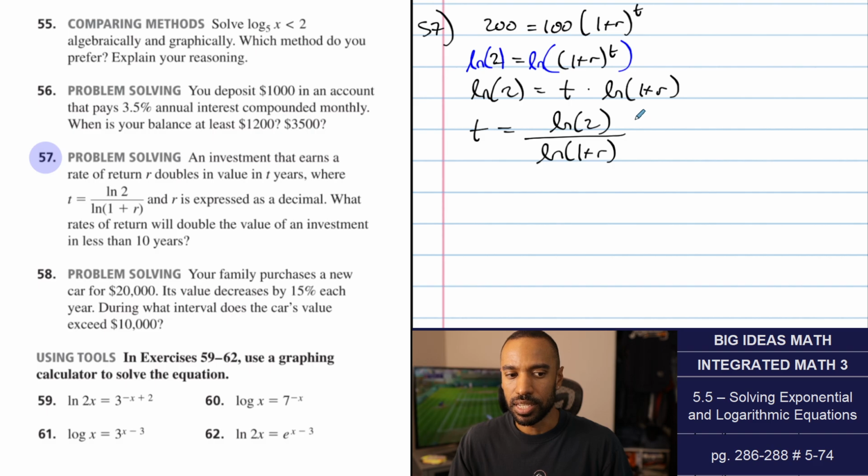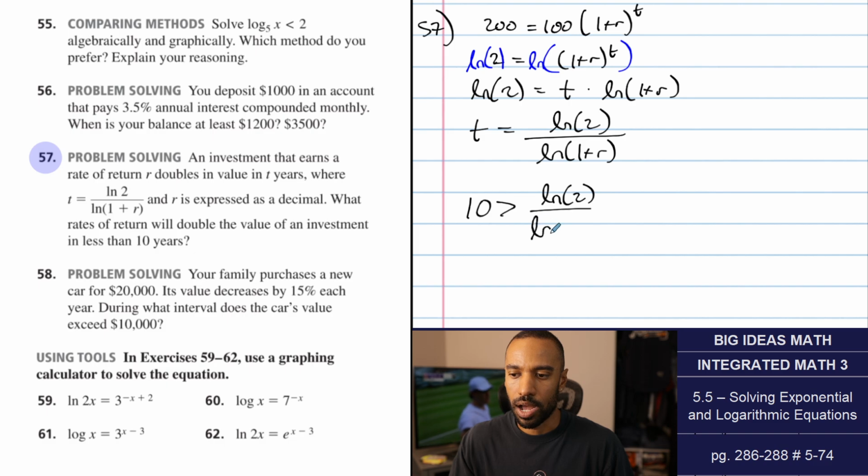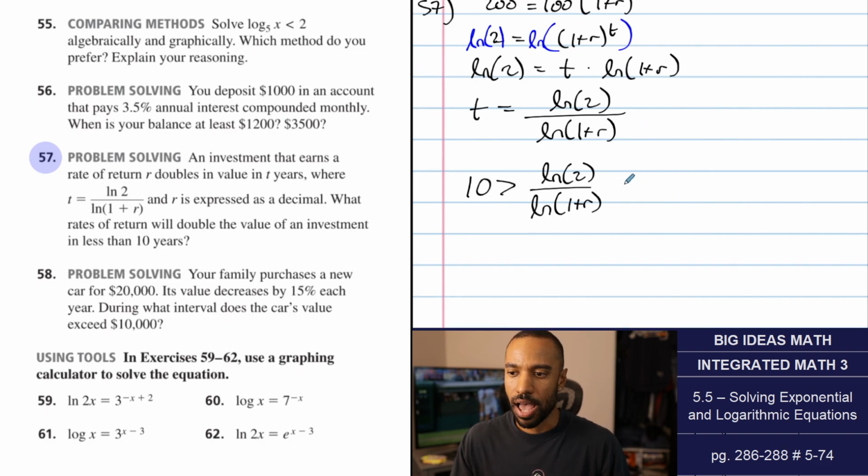So they want the t here. We want this thing to be less than 10 years. That means we want 10 to be greater than that rate of return. So we want to solve for R in this case. We're going to multiply both sides by natural log of 1 plus R.